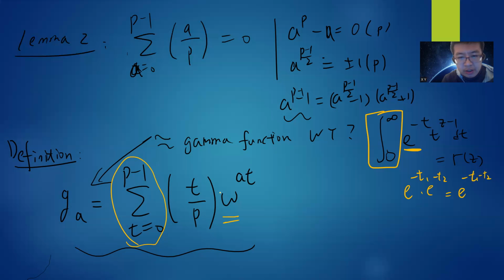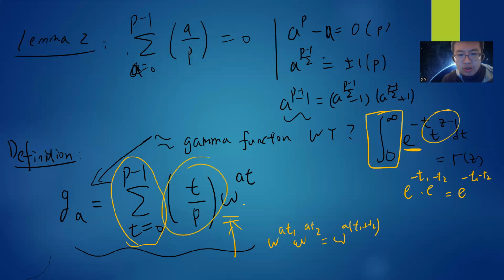Okay, and this also has this property, right? If you take a t1, a t2, then you get omega a (t1 plus t2). Okay, so these are two similarities. And for this one, you can say it's the same as this one because this one has the property that (t1 t2) to the z minus 1 is t1, t2 to the z minus 1. And for this one, since it's multiplicative, (t1 t2 over p) is (t1 over p)(t2 over p).